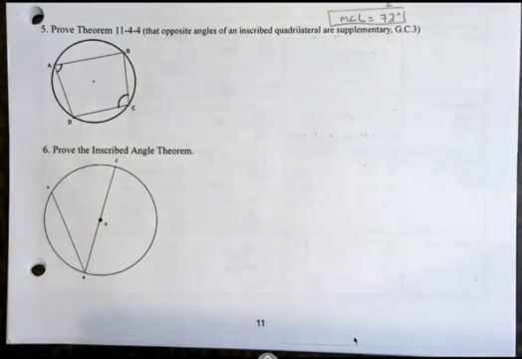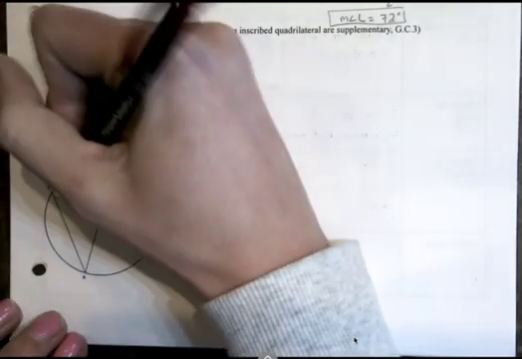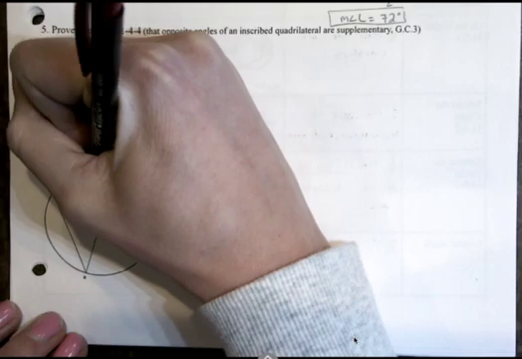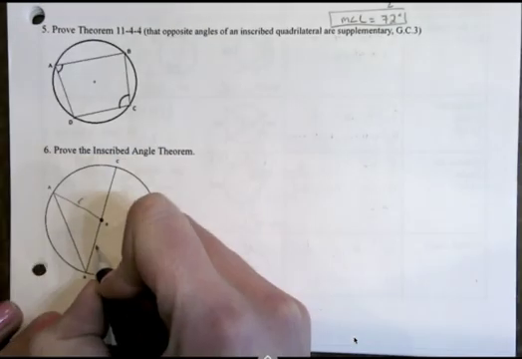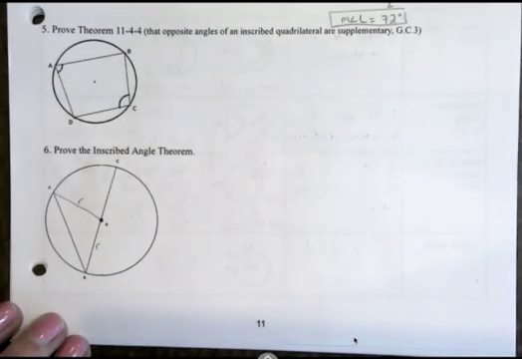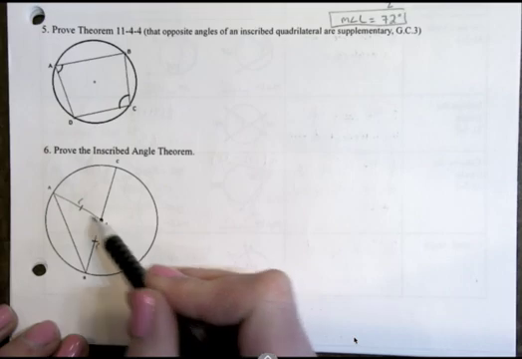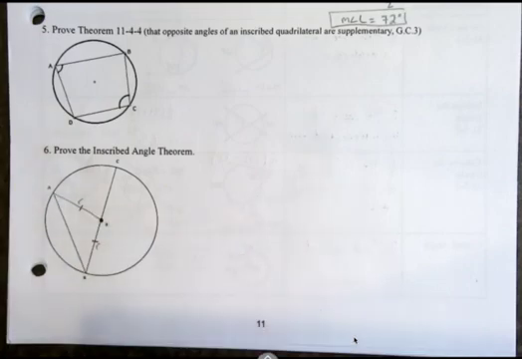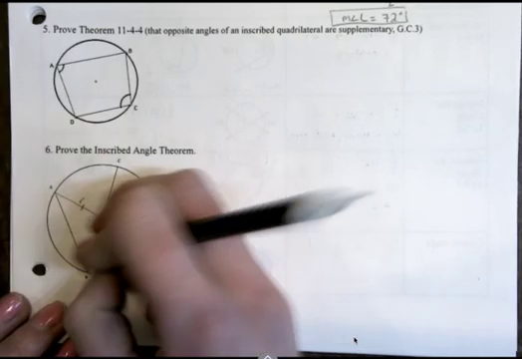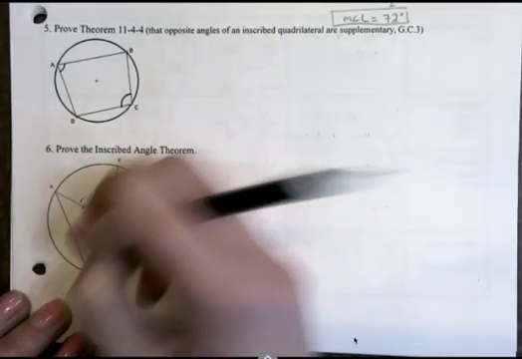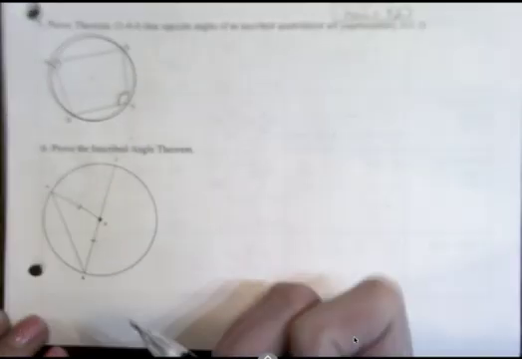Okay, so what I'm going to do first is draw in a radius. So this is a radius and this is a radius. Because of that, this is congruent to this. So essentially what I have formed is an isosceles triangle. So we know that in an isosceles triangle the base angles are congruent.